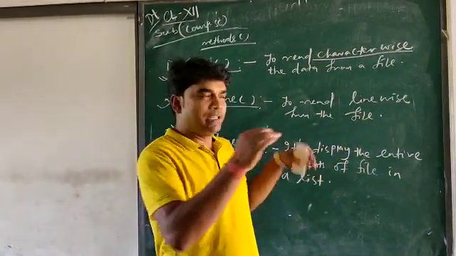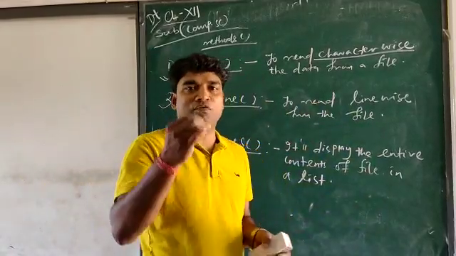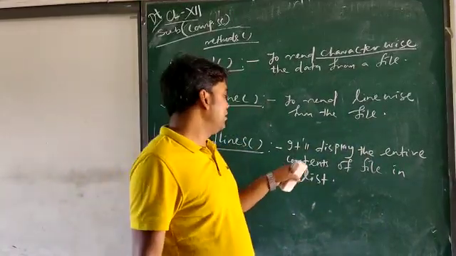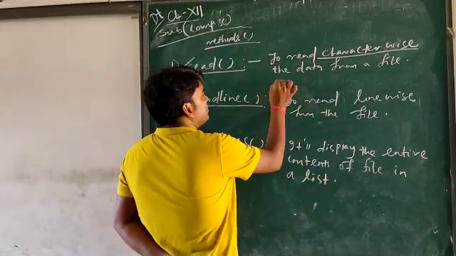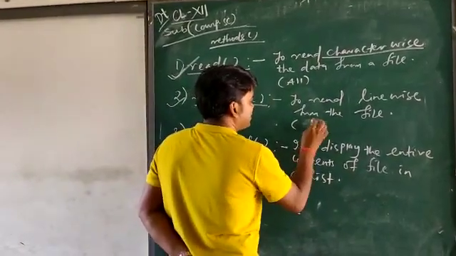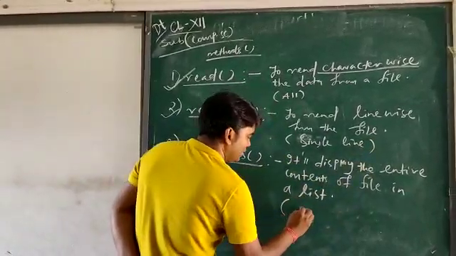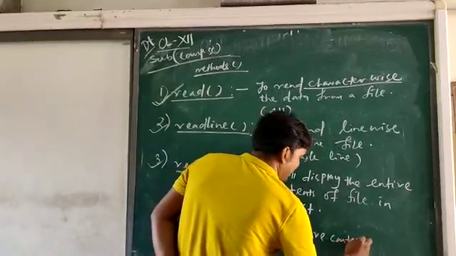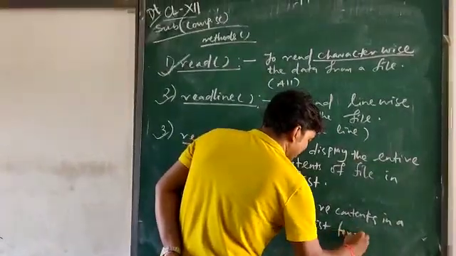It can accept a single character and read it. The second one reads line wise, meaning it will read only the first line from the entire contents. And the third one, readlines, will display the entire contents of the file in a list. That means the first one displays all, the second one a single line, and the third one the entire contents in a list format.